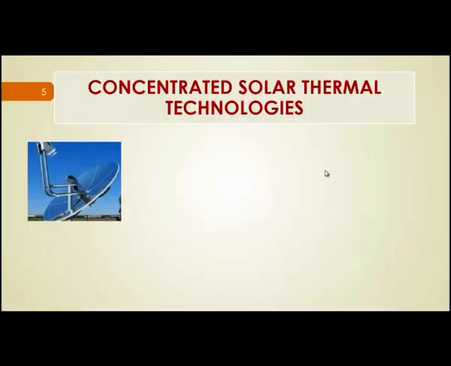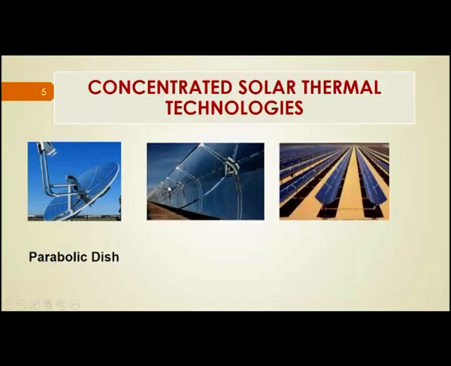The concentrated solar thermal technologies can be of different types. The first one is the parabolic dish. The parabolic dish is fitted with mirrors or lenses at an angle, and it focuses the sunlight into the center, used to generate the heat. And another one is the parabolic trough. Here a series of troughs is connected in lines. Rows of series of parabolic troughs are arranged.